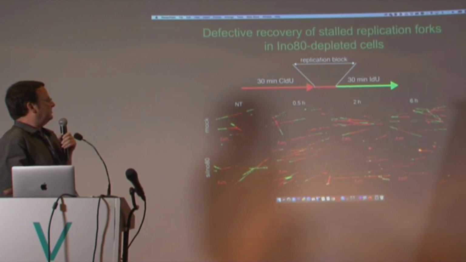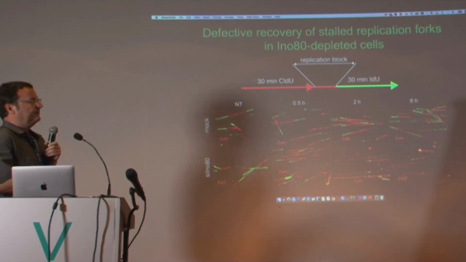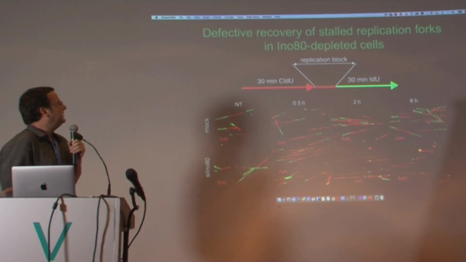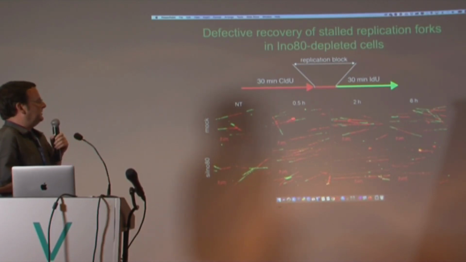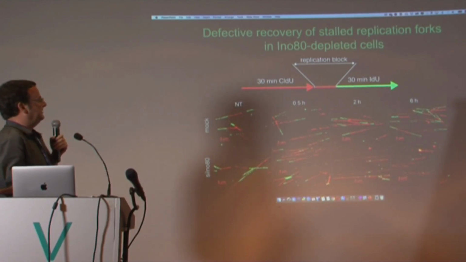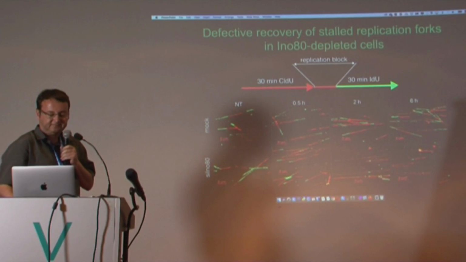And then we wanted to see what happens when you stop a fork and then you release it. So we first label with the first, our red label, then induced replication stress, and then release the cells, removing the hydroxyurea. If you get a track with red and green fragments, that means that the fork has continued replicating after replication block. And if you see just a red track, this means that the fork has collapsed.